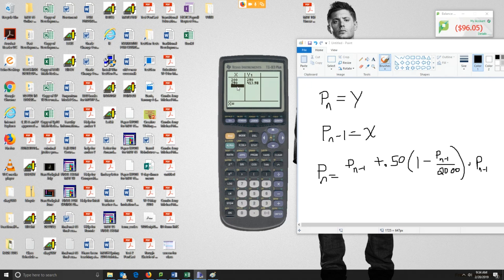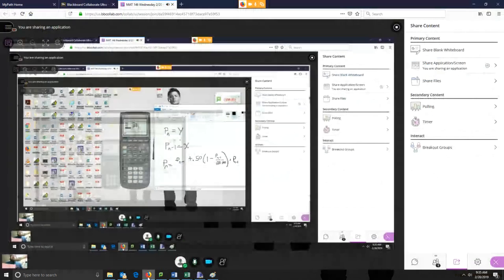Now, I'm going to take 414 and put it in, and that's going to tell me year 3. So this is year 0, this is year 1, this is year 2, this is year 3, 578. So I put 578 in, and that's going to tell me year 4. So year 1, year 2, year 3, year 4, and so on. So if I go back, I'm going to stop sharing the screen. I'm going to start sharing my file again.